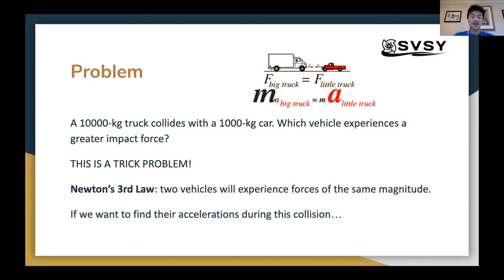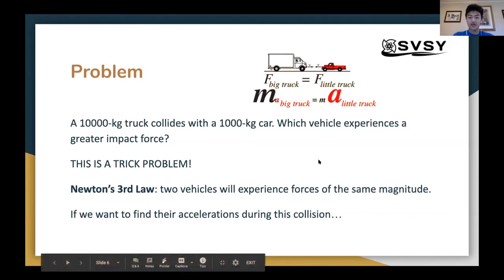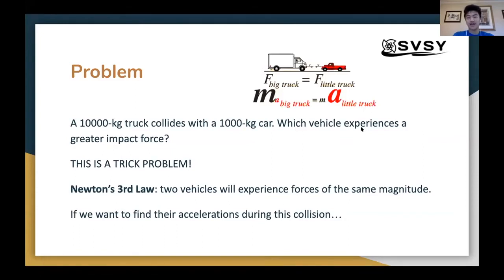But that's actually incorrect because if you think back to Newton's third law, we know that these two vehicles will experience the same force because the forces that they experience from each other are action-reaction pairs. So the impact force for the big truck will be the reaction force to the impact force for the car, and vice versa.